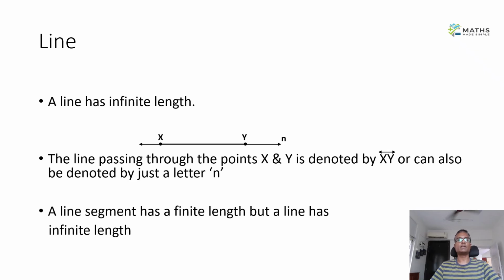Now the third element that we are going to cover is a line. A line has infinite length, and in this particular picture you can see the line that passes through the points X and Y. And how to denote it? It can also be just denoted by a letter N. A line segment has a finite length, but a line has infinite length. So that's the major difference between a line segment and a line.